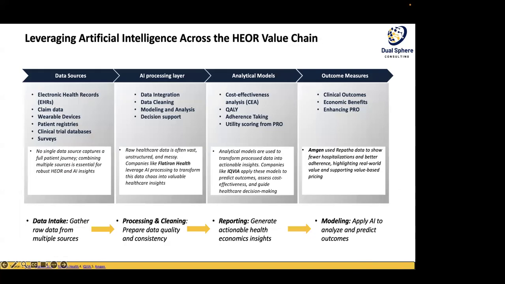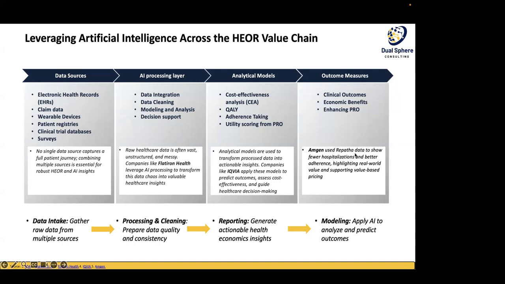Right. Now, leveraging AI across the HEOR value chain, where it can be used. So, for various data sources, EHR, claims databases, various. There is no single data source that captures the full patient journey, and you have to combine all of these. It's not an easy task because all of them are written in different languages and require different kinds of skill sets. Okay, right. Then there is a processing layer which helps in data integration, cleaning, modeling, analysis, and decision support, followed by various analytical models that are run on it, and the outcomes are perceived.